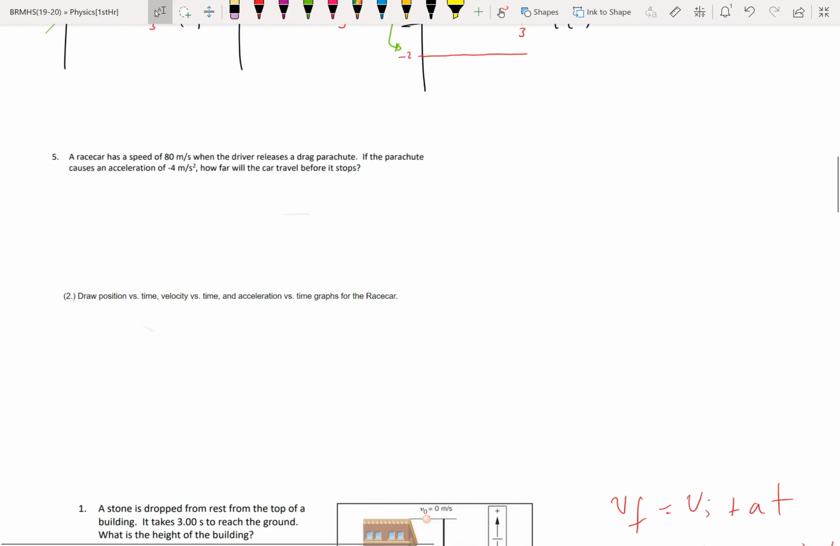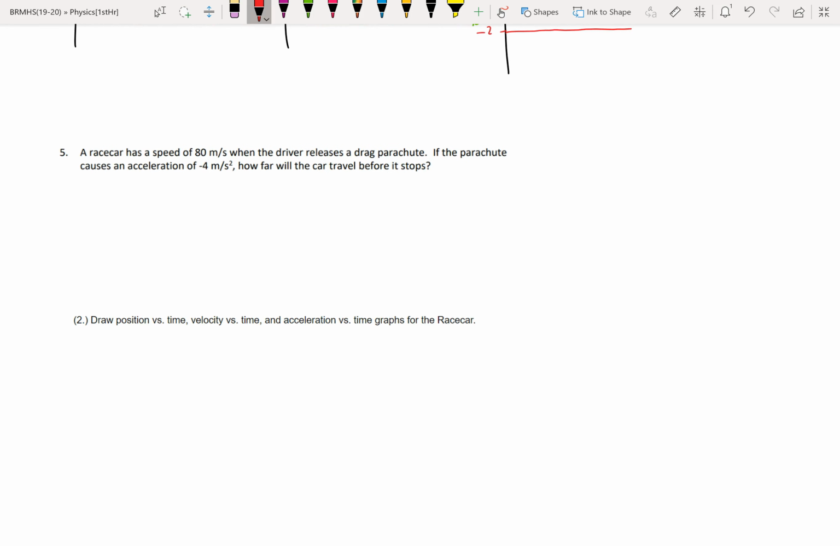Okay, 5. A race car has a speed of 80 meters per second when the driver releases the drag parachute. So Vi is 80 meters per second. The parachute causes an acceleration of minus 4 meters per second squared. How far will the car travel before it stops? That means V final must be 0. Time, I don't know. How far is delta x? I don't know. But that is what I'm asked to find out.